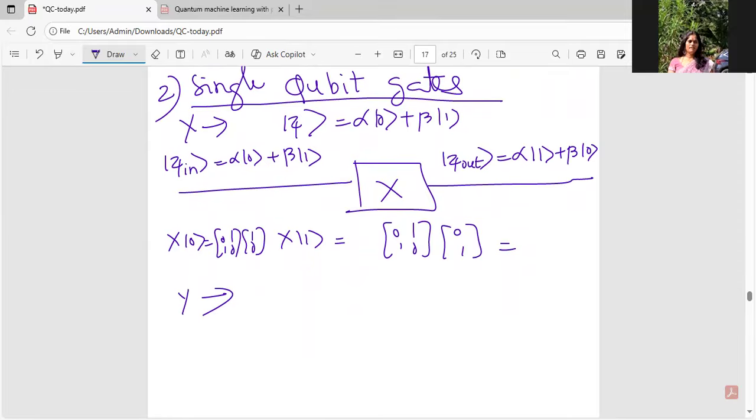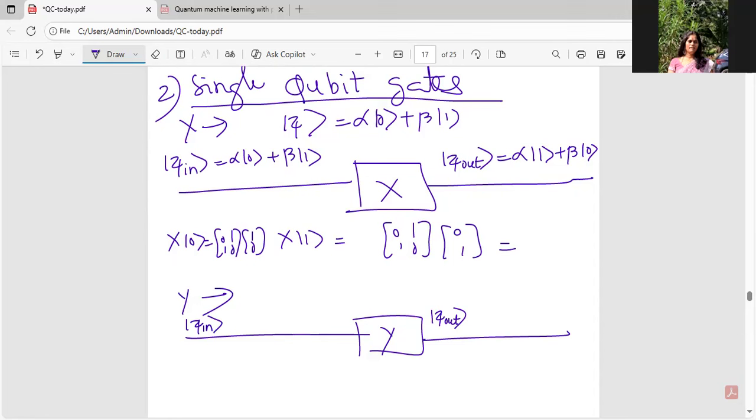Ket xi in I am sending, guys. Of course, you know what ket xi in is. Through the Y gate I am sending it. What happens through the Y gate? Ket xi out comes out with an i. There is a bit flip as well as a phase flip. Bit flip: ket 0 becomes ket 1. Phase flip: plus becomes minus, and ket 1 becomes ket 0. Of course, i is multiplied to both. I can write i separately. This is all about the Y gate, guys.